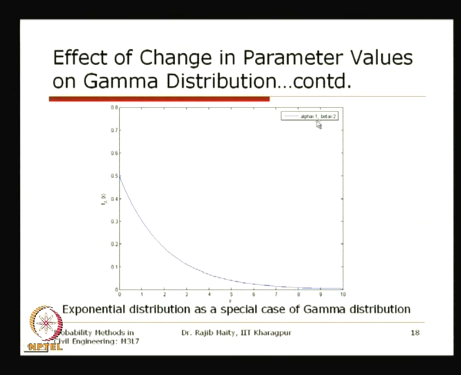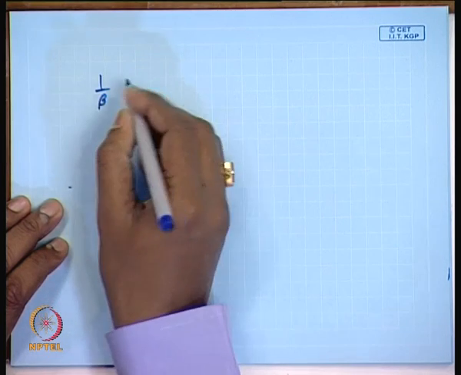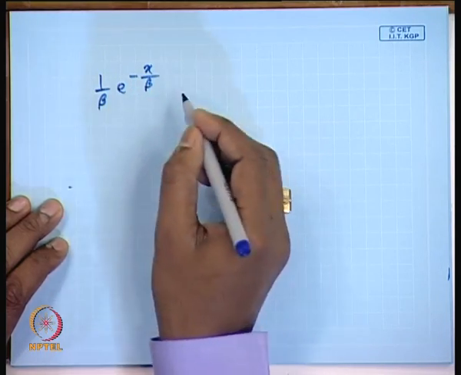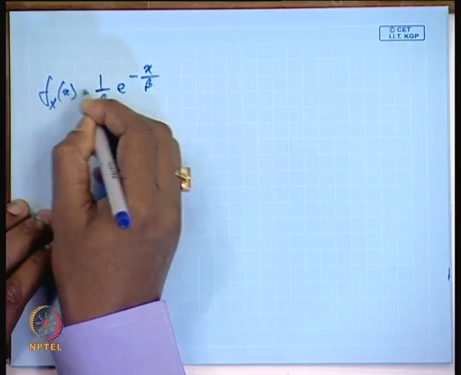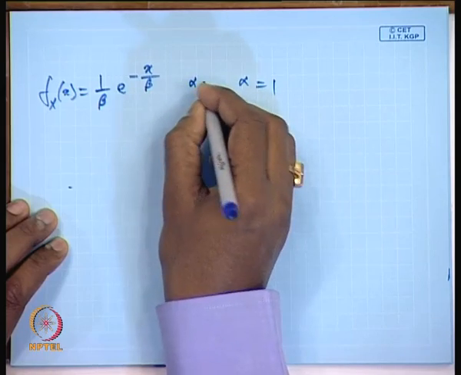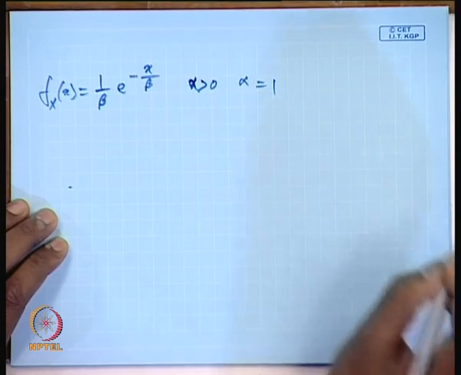Now, if we put alpha equal to 1 and beta equal to 2, we showed that if alpha is equal to 1, irrespective of the value of beta, it becomes an exponential distribution. So, we can see here that it becomes 1 by beta e power minus x by beta, f(x) from this gamma if we put alpha equal to 1. The support is the same, x is greater than 0.